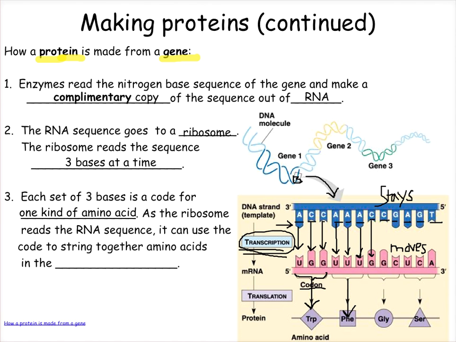As the ribosome reads the RNA sequence, it can use the code to string the amino acids together in the correct order. This process of using instructions in the RNA copy of the gene to make a correct functional protein, which is what we're ending with, is called translation. By performing the processes of transcription and translation, the cell is able to make all of the proteins it needs to grow, function, and give you all of your traits.